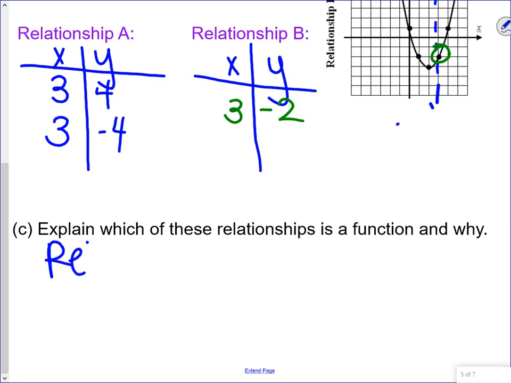Why? This one has 1 point of intersection. I mean, 1 point where the line intersects the circle. What were you going to say? I was going to say, relationship B is a function because it only has one output for our x value. Okay, that's what's important. They can have multiple x's, but they can only have one output per x.